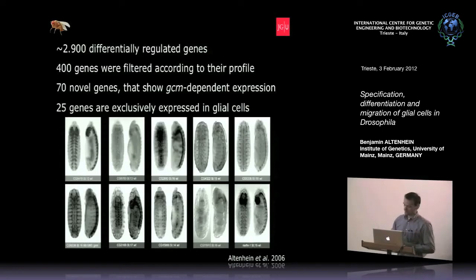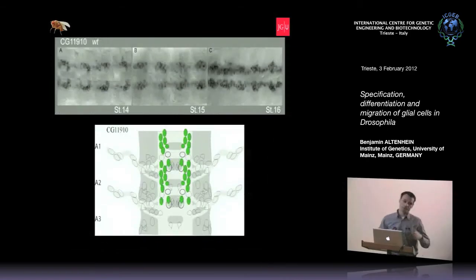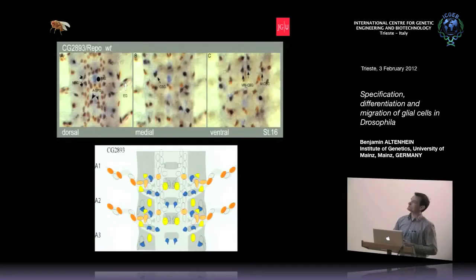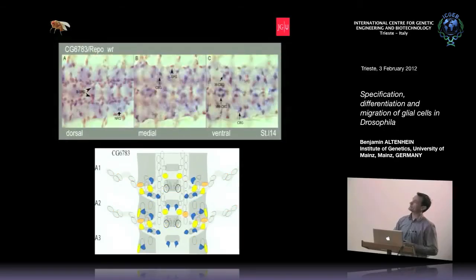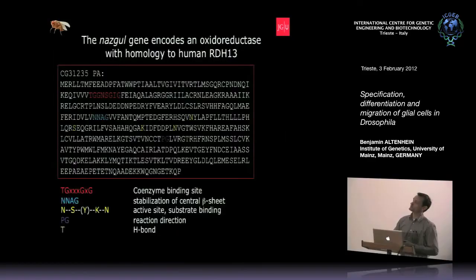And we then classified and characterized the expression of these genes with respect to the glial expression, and came up with expression patterns that look like this in an in situ hybridization, and we drew cartoons with respect to the individual glial cells, and this is how it looks. I don't want to go into details of all these genes that we picked from the microarray, just to give you a few examples. And then actually end up with one example, a gene that we call Nazgul.